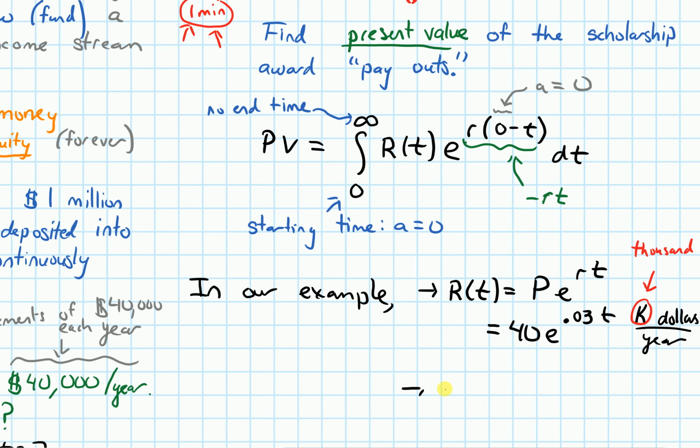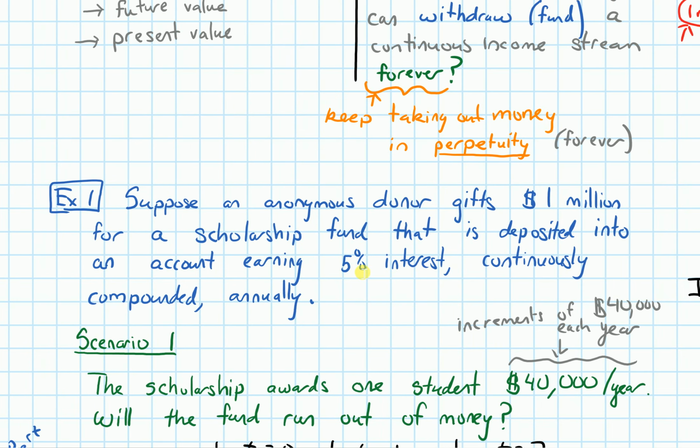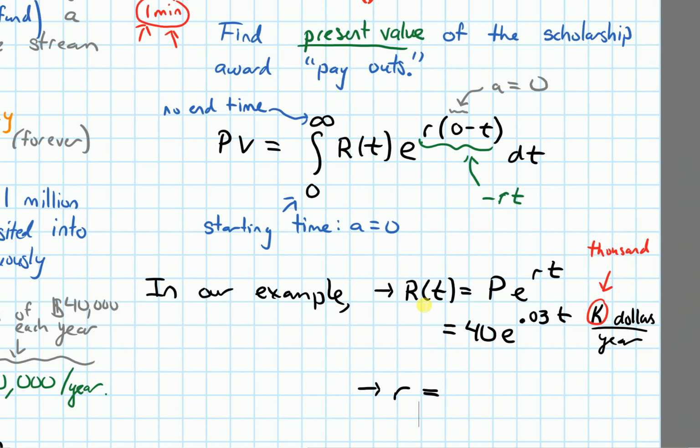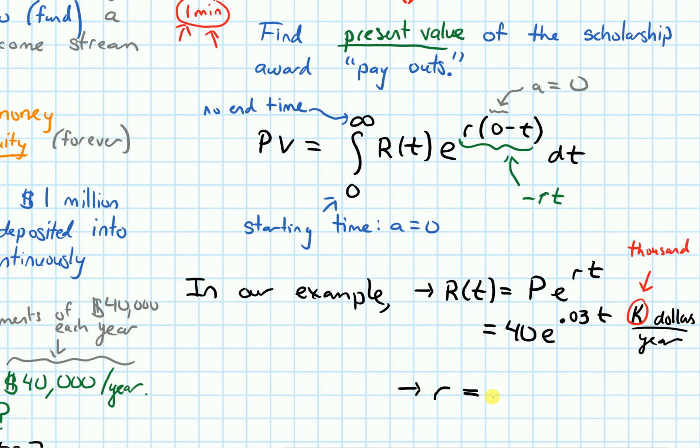So this is where we have to be a little bit careful. The R that gets plugged into the exponent is the interest rate of the account that the money gets deposited into. And that was given to us at the start of the example. The interest rate of the account was 5%. That's different than how much the scholarship increases from year to year. That was 3%. So this R, the one in the exponent, is 0.05.